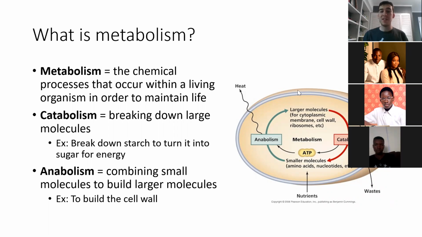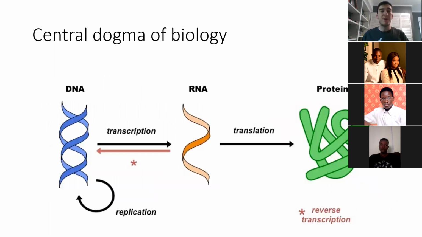This is all part of a cycle, and important to note is that the breaking down of molecules through catabolism often is used to generate ATP, and that's essentially the energy source of the cell that we'll talk about more in a moment.